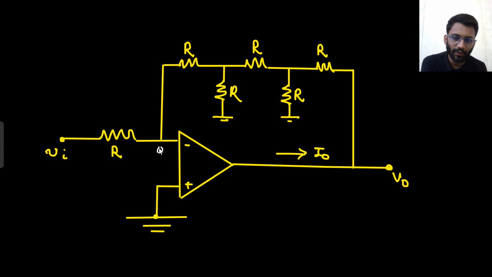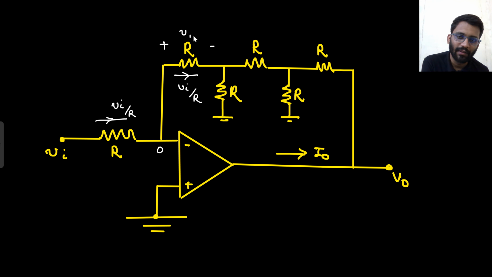If this is 0, this node will also be 0 because there is a negative feedback involved. Now the current would be V in by R. The same current will be flowing through this resistance as well, so the voltage drop will be V in. So 0 minus V in, this potential will be minus V in. So what will be the current in the upward direction? 0 minus V in by R, so in the upward direction V in by R current is there.